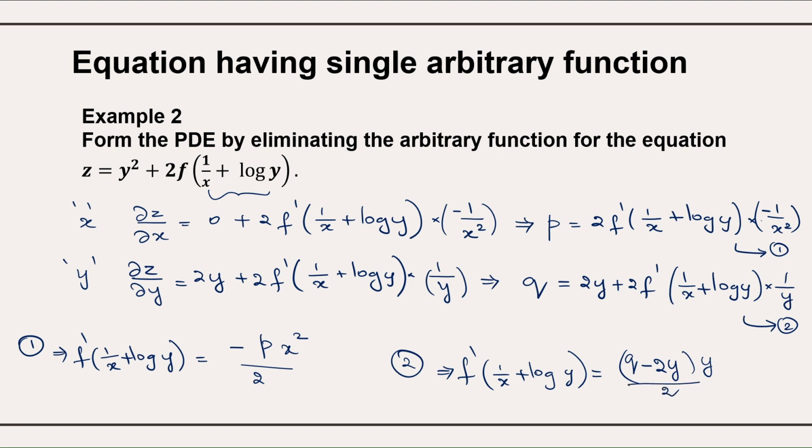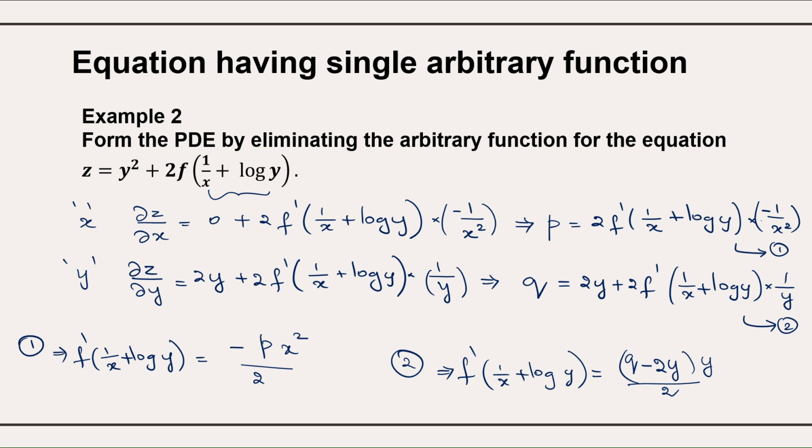Right? Now what we can do here is, in these two equations, left side is f dash of 1 by x plus log y, so we can equate both the equations. While equating it, what we will get here is minus p x square divided by 2 will be equal to, the next is q minus 2y divided by 2 into y.